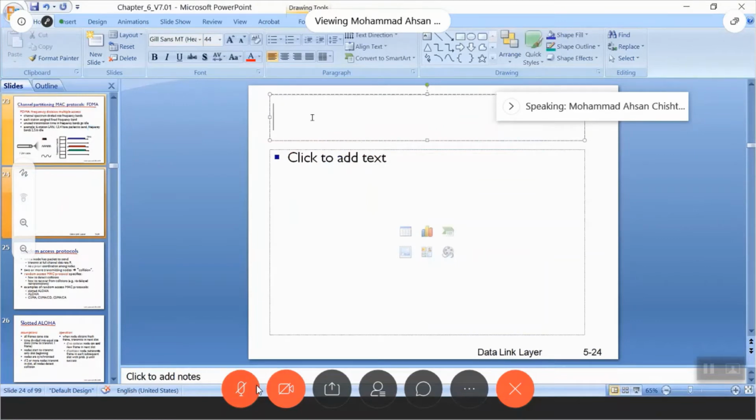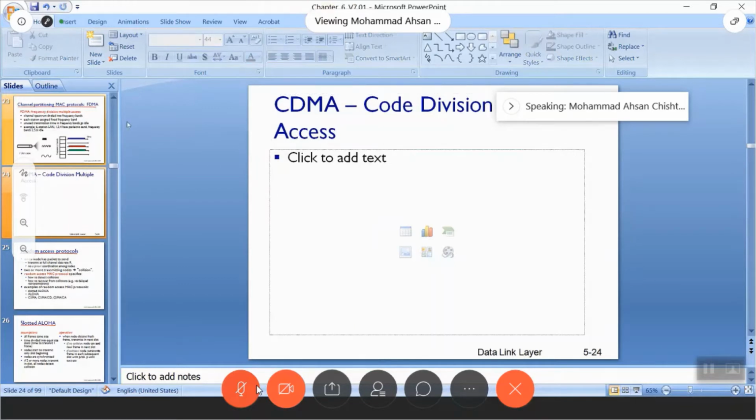So the third one that we would be doing is CDMA, which stands for Code Division Multiple Access.